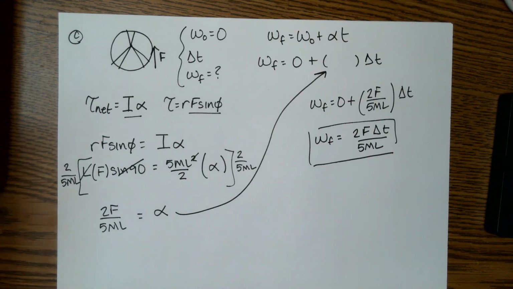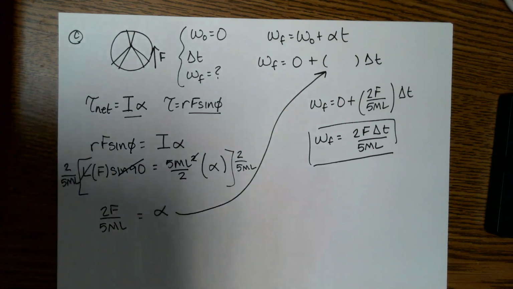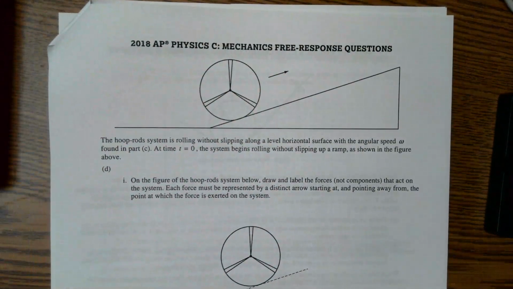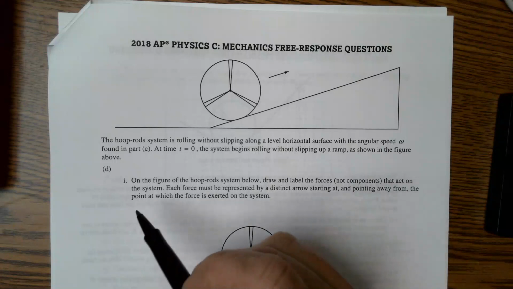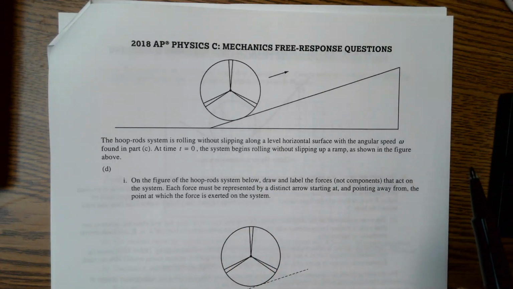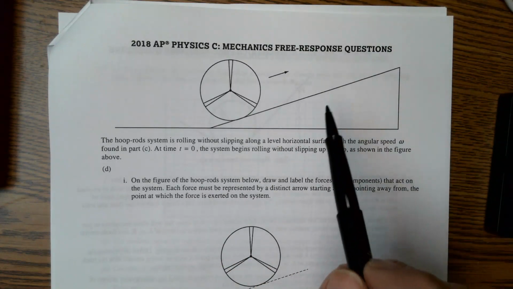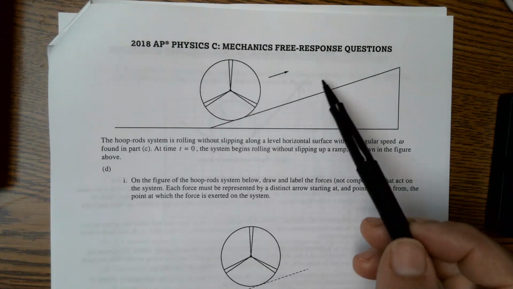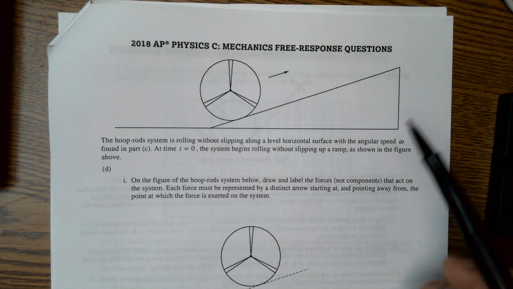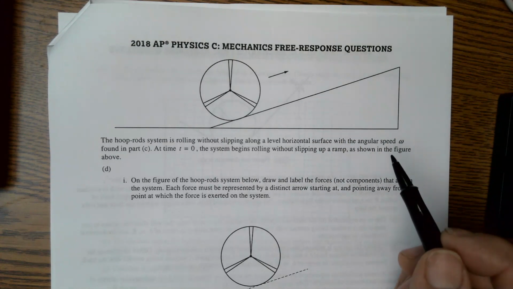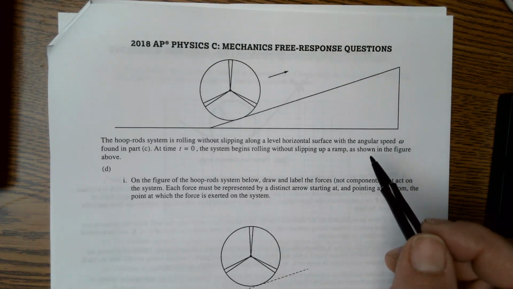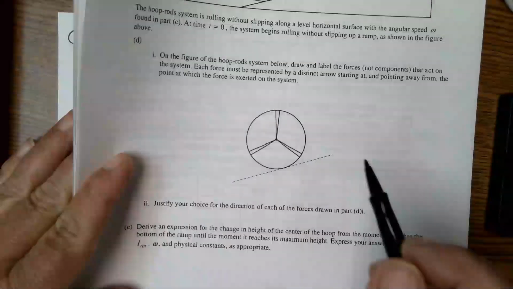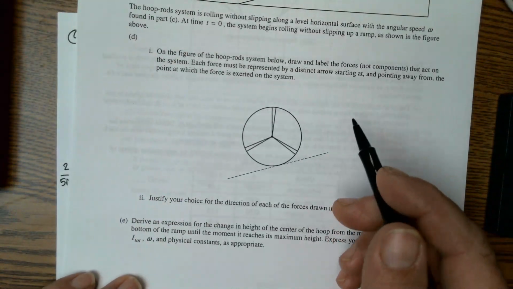Okay, moving on. We change it up a little bit. This hoop is doing all sorts of things. This is why rotation lends so well to free response questions, because there's so much you can do with it. So this hoop is rolling without slipping, and it starts up with the angular speed that we just found, and it begins rolling without slipping up the ramp. On the figure below, draw and label the forces, not components, that act on the system. Each force must be represented by a distinct arrow starting at and pointing away from the point at which it is exerted on the system.